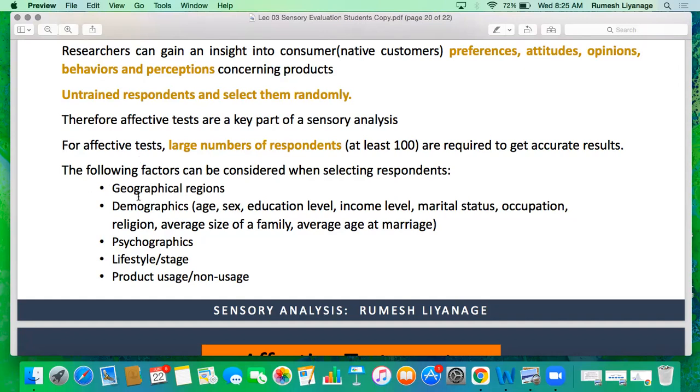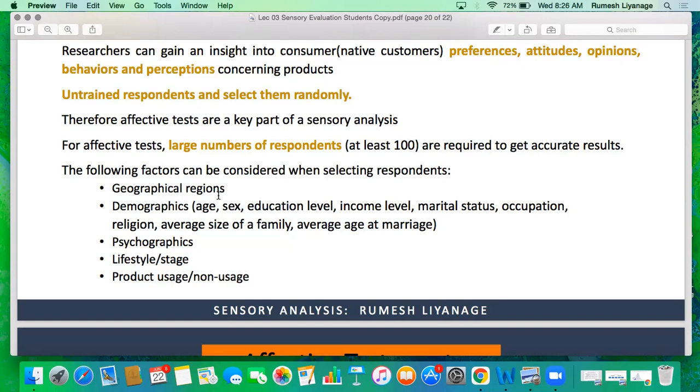Geographical locations we have discussed. In Jaffna, according to my observation, people tend to use colored beverages, right? Red color, orange color, green color. But in the southern region, they are not consuming colored products. So geographical deviations are there, right? So it is very important to consider.